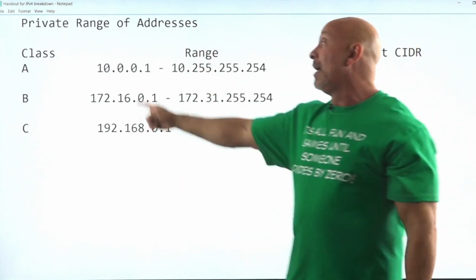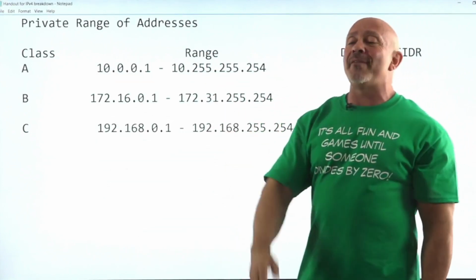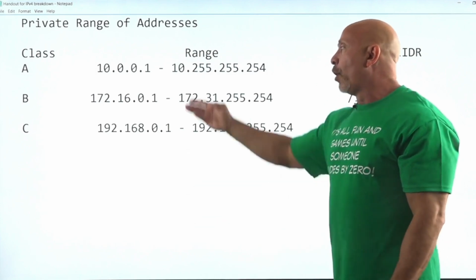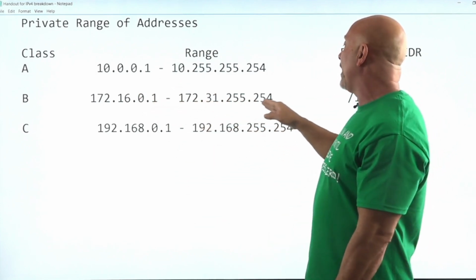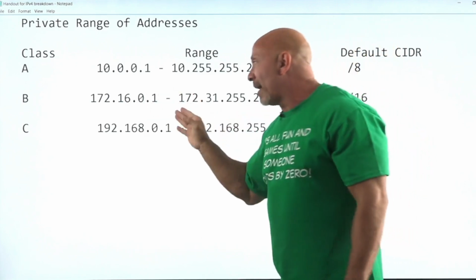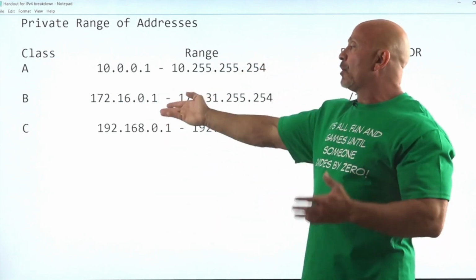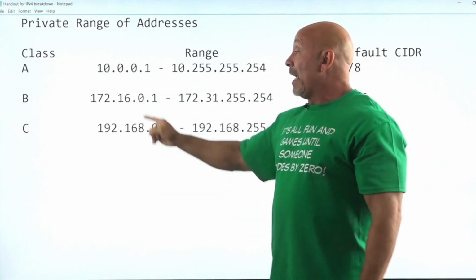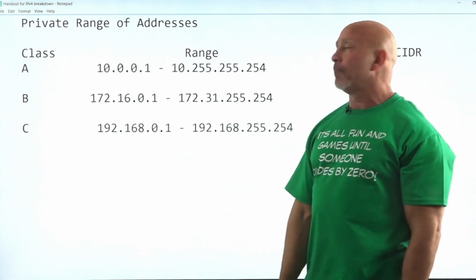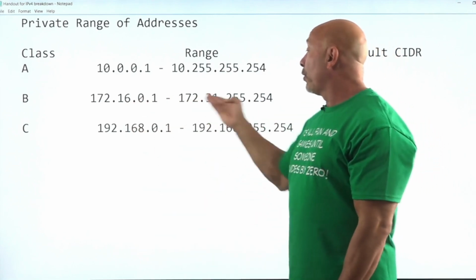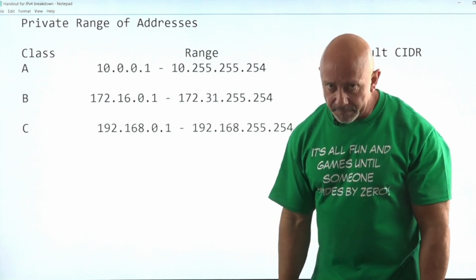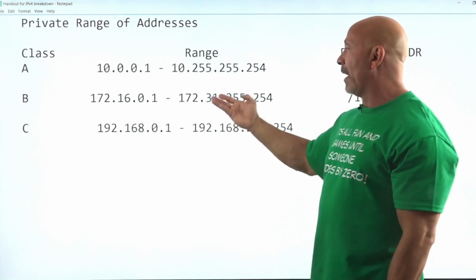So anytime you see a 10, that is a private IP range. For B, 172.16.0.1 through 172.31.255.254, that right there is your private Class B. If it says 15, it's public. If it says 32, that's public. If it's 16 through 31, that is private. Private IP range.